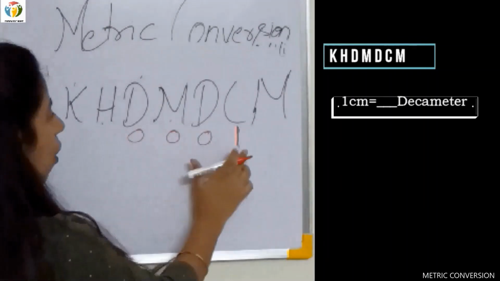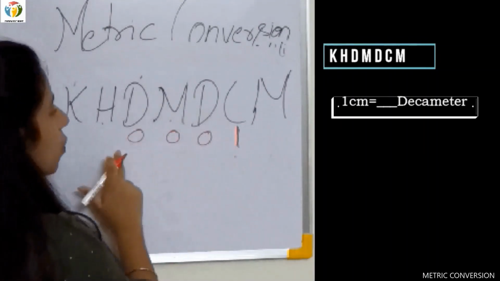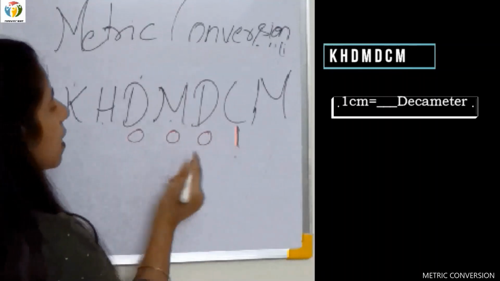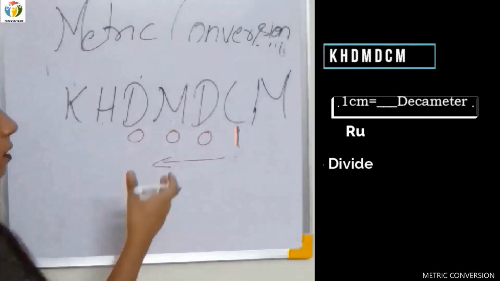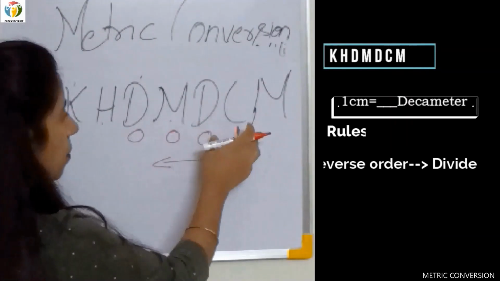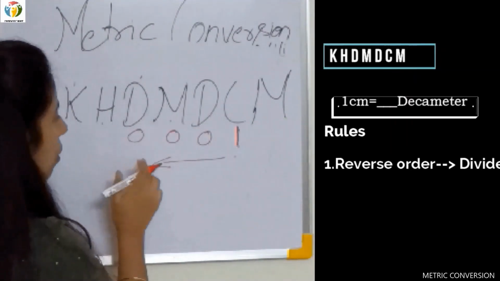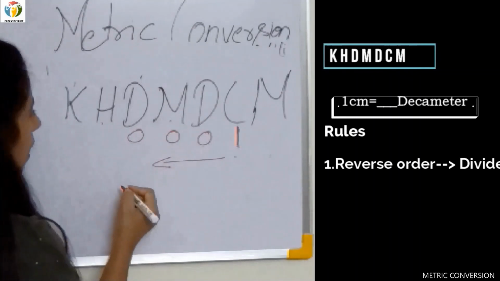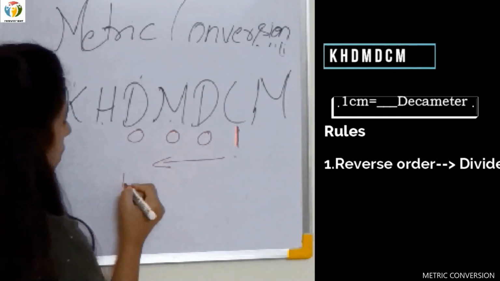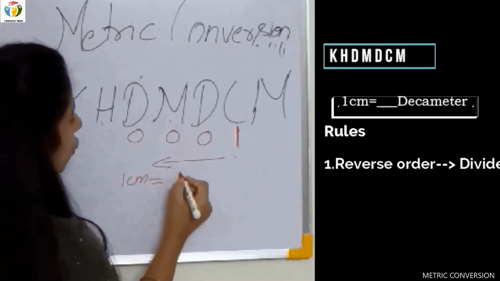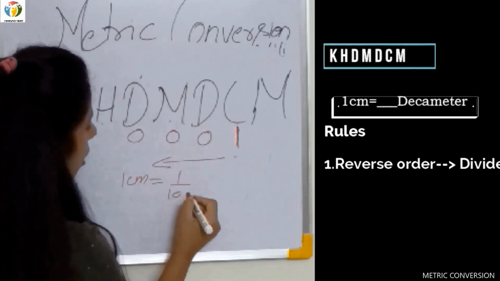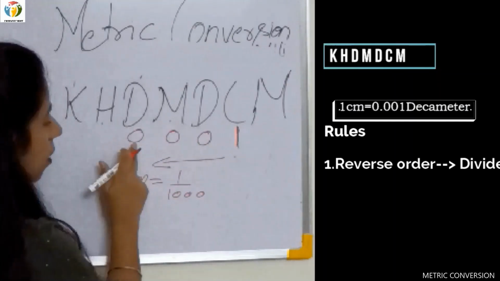So I got this number 1000, but as this is in the reverse order, it means I need to divide the quantity in centimeters by this number. So what does it mean? If someone asks to convert 1 centimeter into decameter, I am going to divide 1 by 1000 because 3 zeros are there.